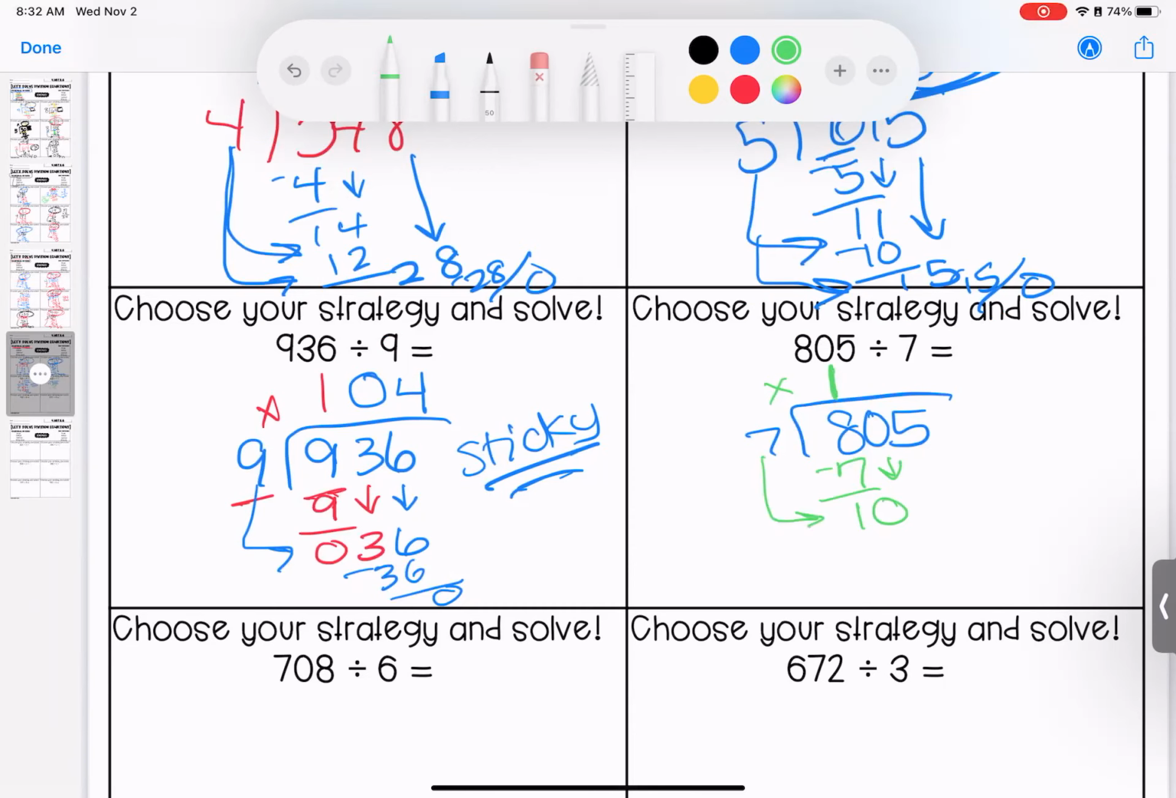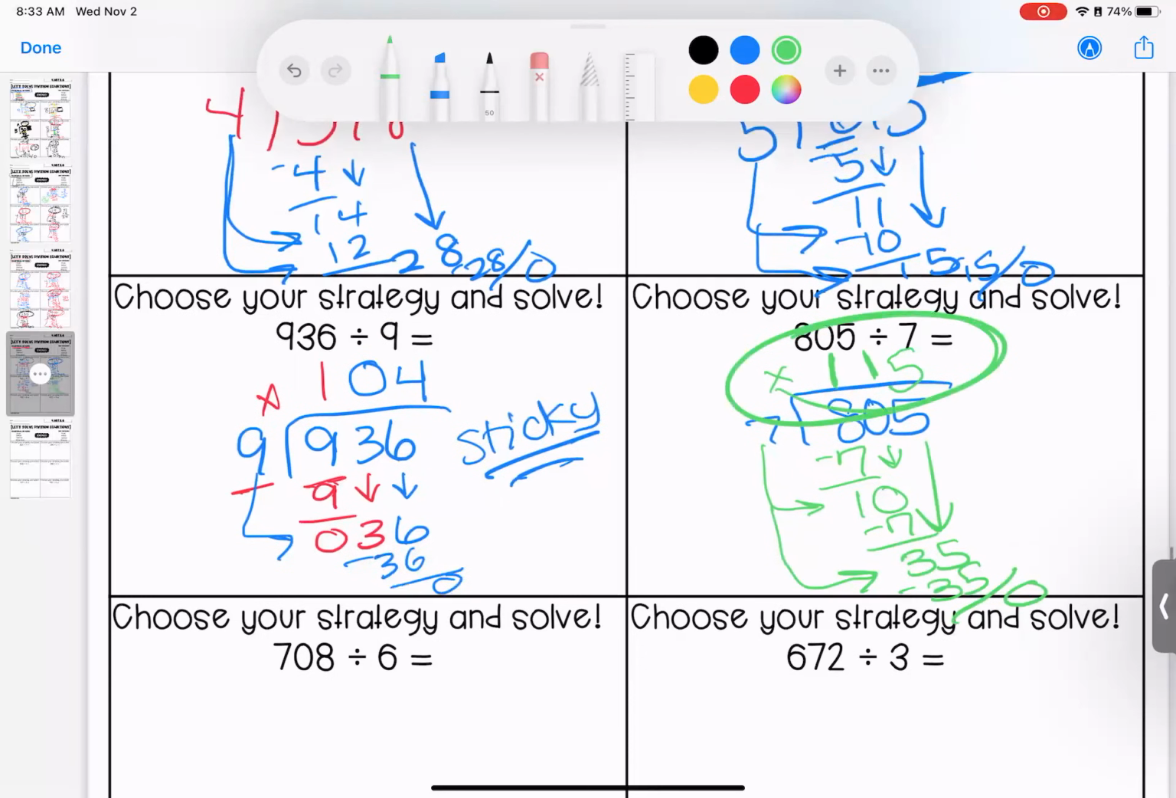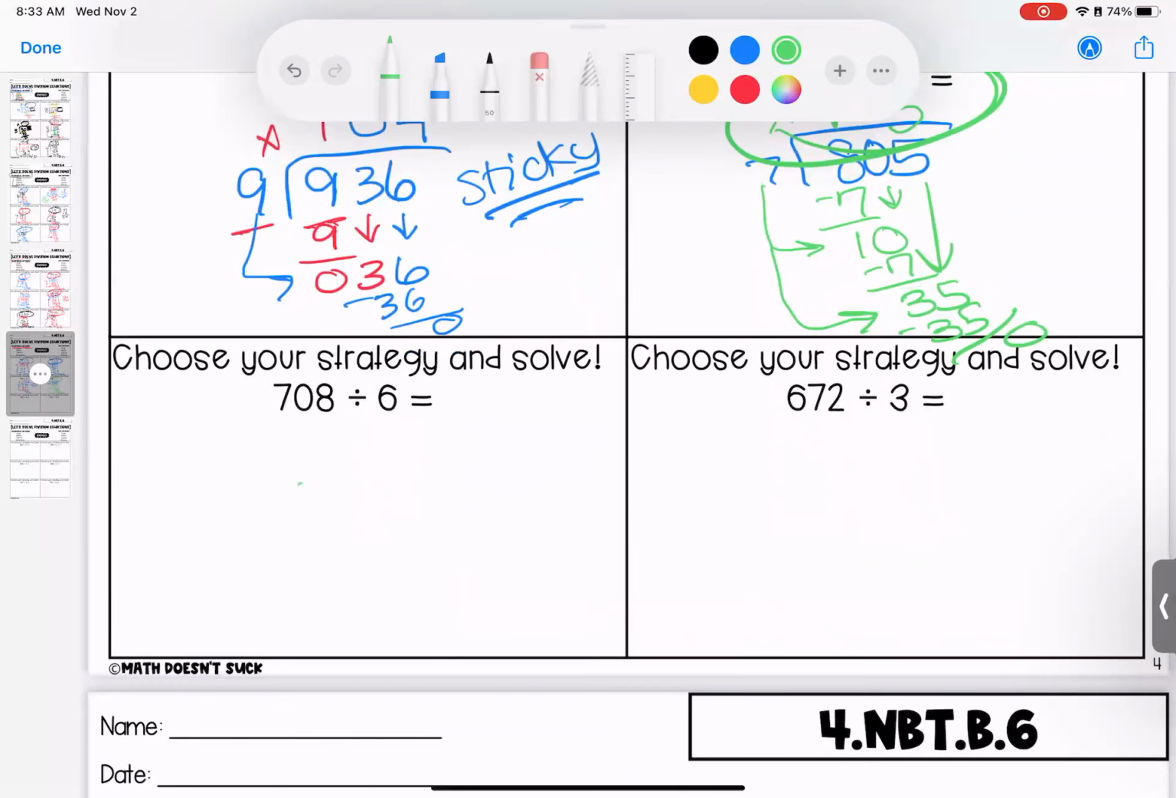7 divides into 10 one time, because 1 times 7 is 7. We subtract. 10 take away 7 is 3. Bring it down. Does 7 go into 35? It does. 5 times, because 5 times 7 is 35. Nothing left. Our answer is 115. Uh-oh, another 0.